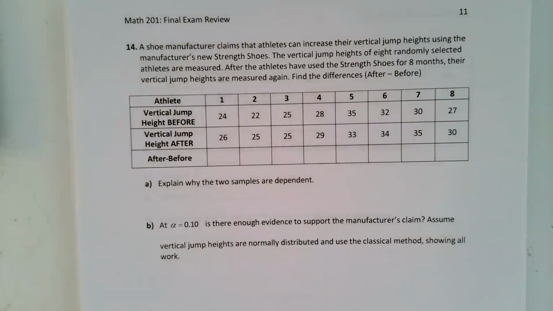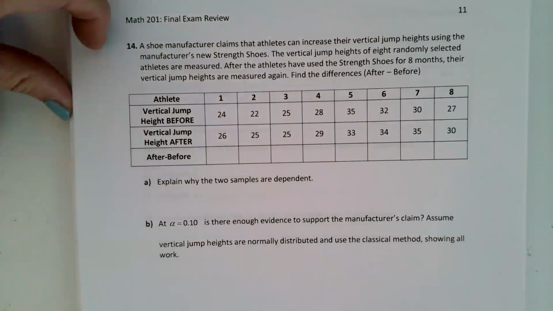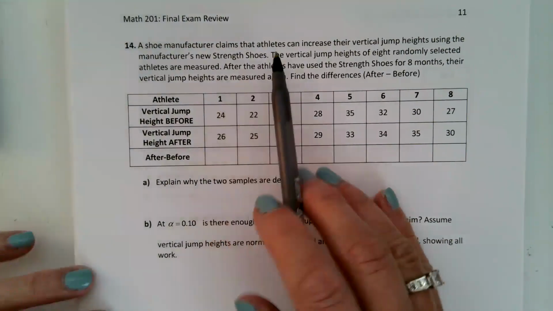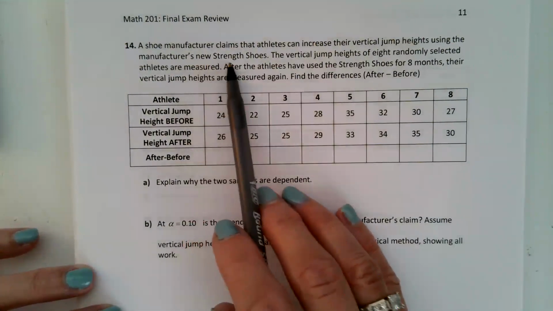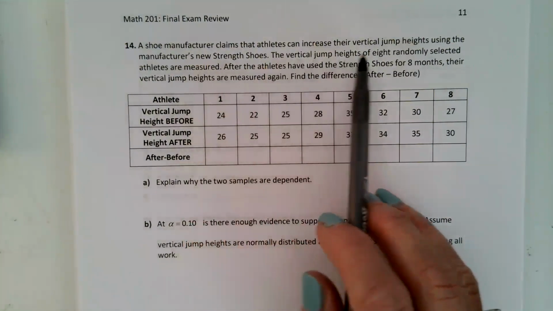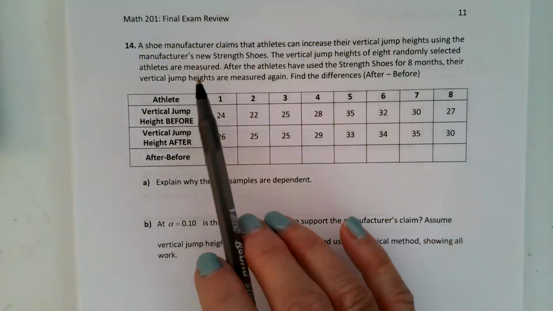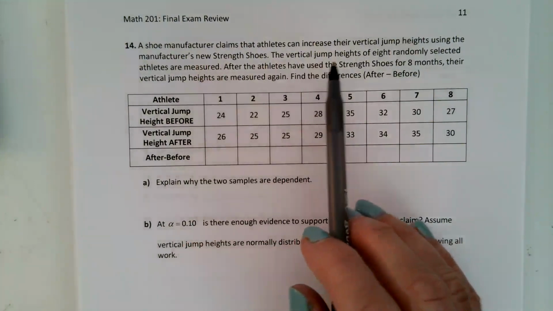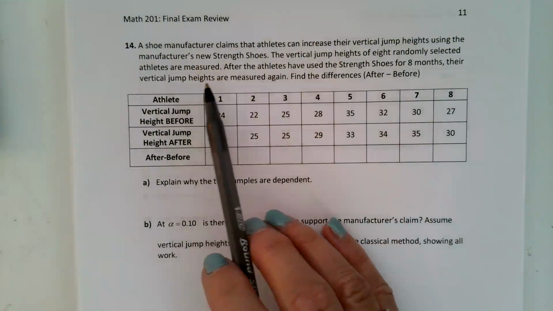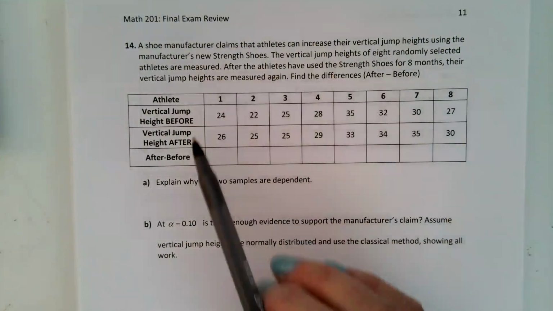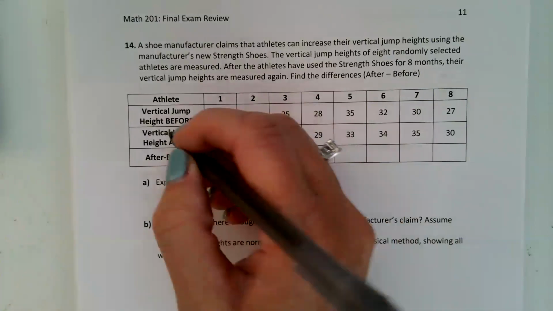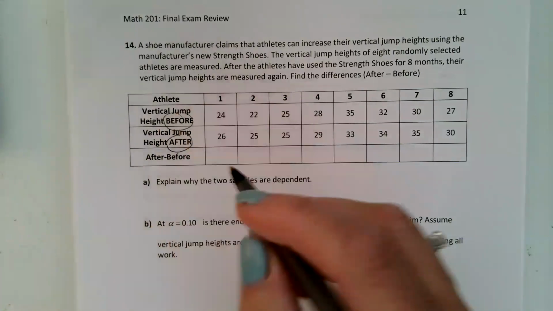We're starting with problem number 14 today. It says a shoe manufacturer claims that athletes can increase their vertical jump heights using the manufacturer's new strength shoes. The vertical jump heights of 8 randomly selected athletes are measured. After the athletes have used the strength shoes for 8 months, their vertical jump heights are measured again. Find the difference, the after minus the before. So we have after minus before.